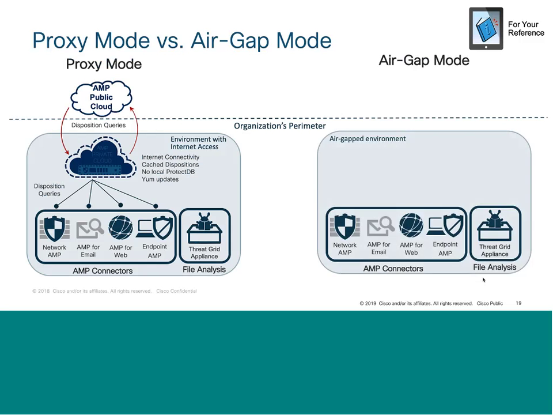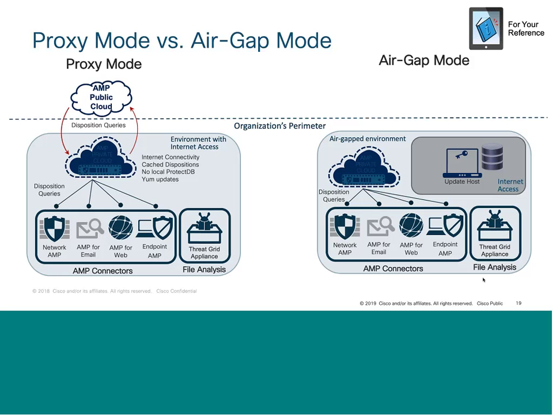Now, in an air-gapped environment, we have all those disposition queries going to the AMP private cloud. There's no internet connectivity here. Everything is only associating with whatever the local disposition database is on that private cloud. We'll also have an internet-connected update host. That update host will retrieve its updates from the AMP public cloud, download them to the local host, we'll package them up as ISO files, and then we'll ship them over to the private cloud. This is how updates are performed.